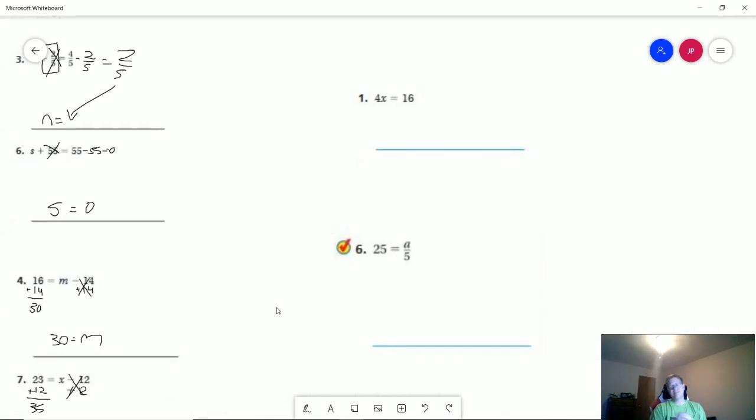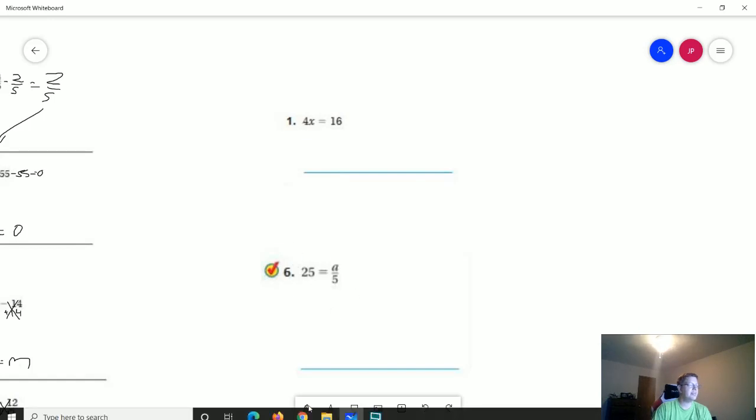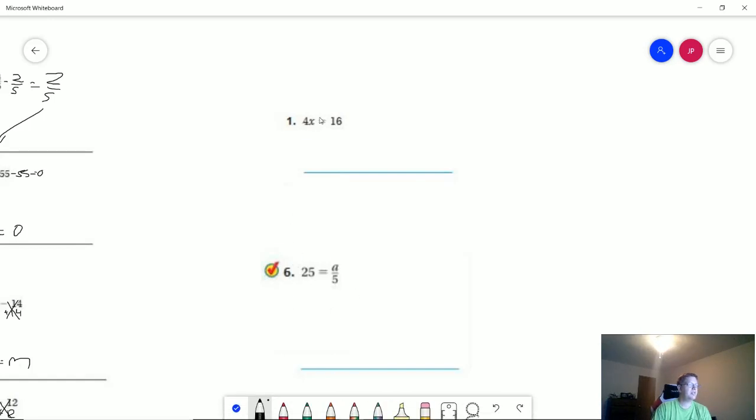The last two things that we're going to look at are going to be working with multiplication and division. So I think some of you probably remember doing something similar to this in the past. Maybe we haven't done this. So when we are working with multiplication, we're saying that 4 groups of x is equal to 16. We want to find out what one group of x would be. And so to do that, we would divide by 4.